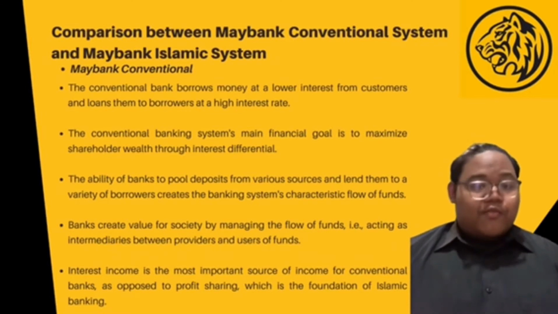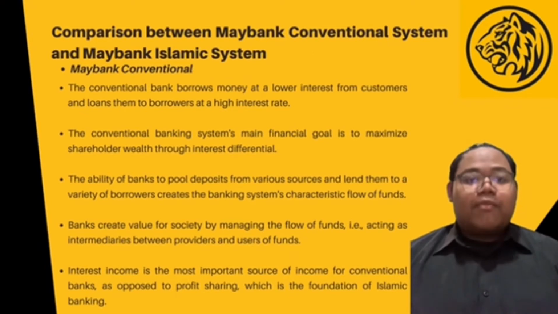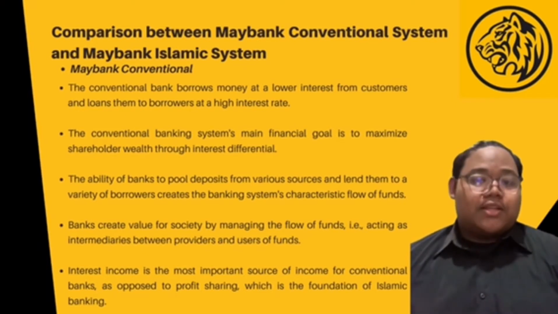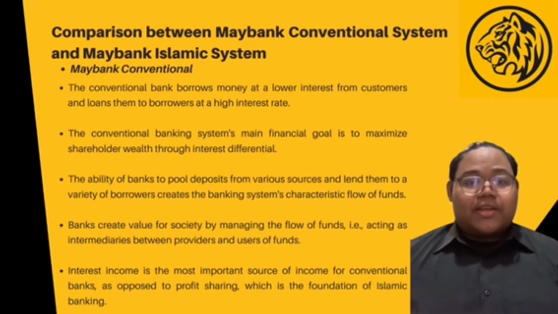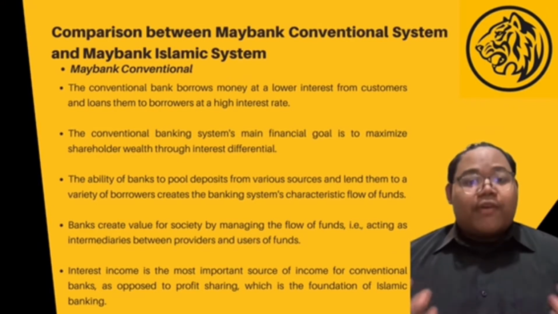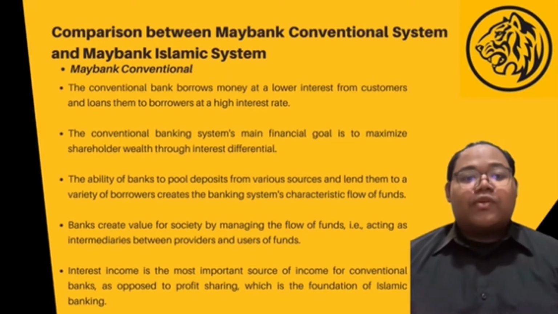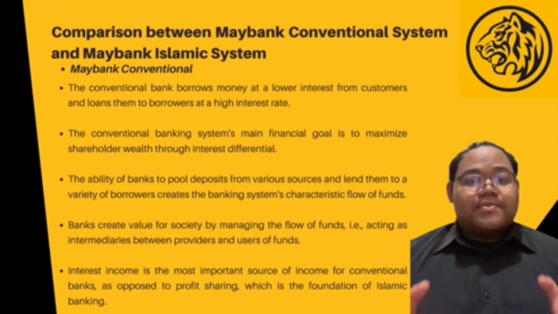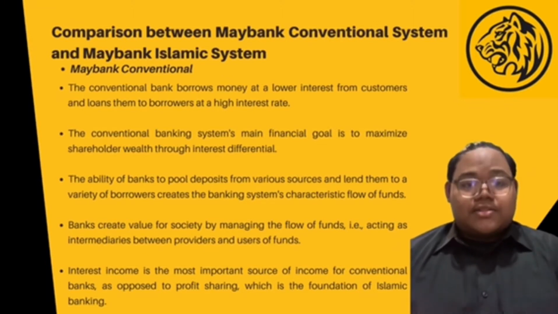For Maybank conventional, the conventional bank borrows money at a lower interest from customers and loans them to the borrowers at a higher interest rate. The conventional banking system's main financial goal is to maximize shareholder wealth through interest differential. The ability of the bank to pull deposits from various sources and lend them to a variety of borrowers creates the banking system's characteristic flow of funds.